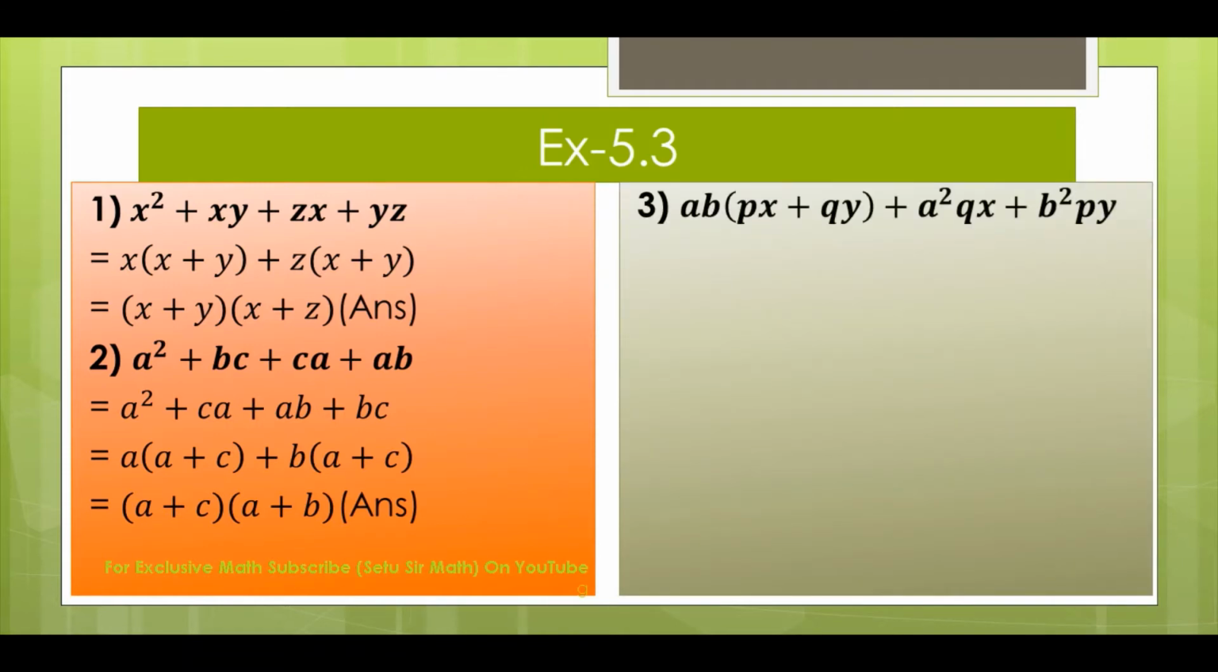Now number 3, ab px plus qy plus a square qx plus b square py. You can see at first you have to multiply ab with these two terms px and qy. So ab px plus ab qy plus a square qx plus b square py. So you have to find out two terms common. As with the before two maths we solved, you can see we have to make the common thing like this, red button. As you can see, I am moving like this. We have to make common like this. So we will take in here.